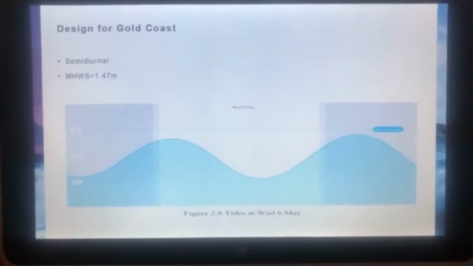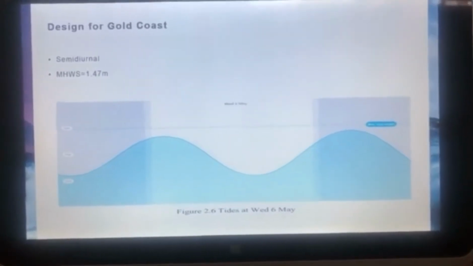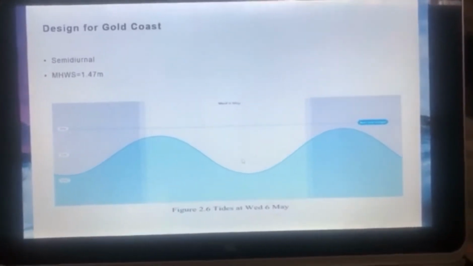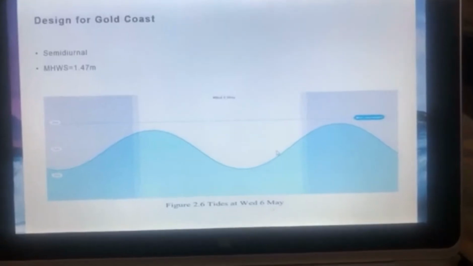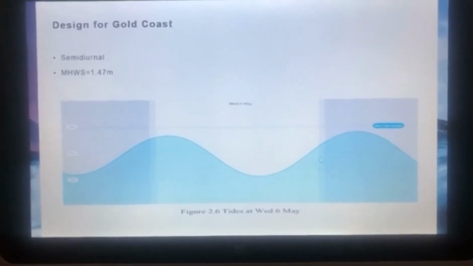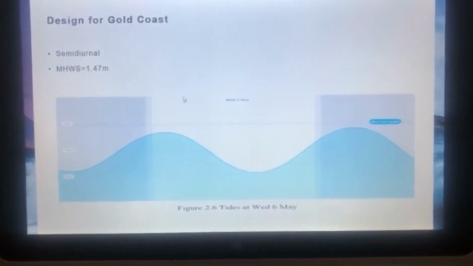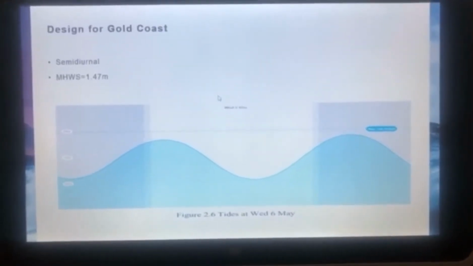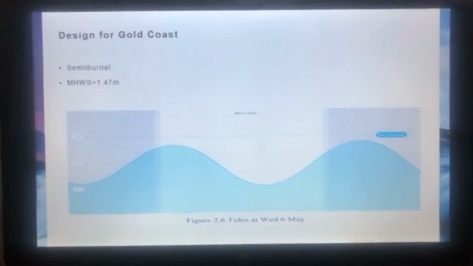So for the design of our structure, we found that this is the figure which shows the tides on 6th May at our location. So this shows that we had two tides during the day, which means that we had semi-diurnal tides for our location, where we have to construct our coastal structure.